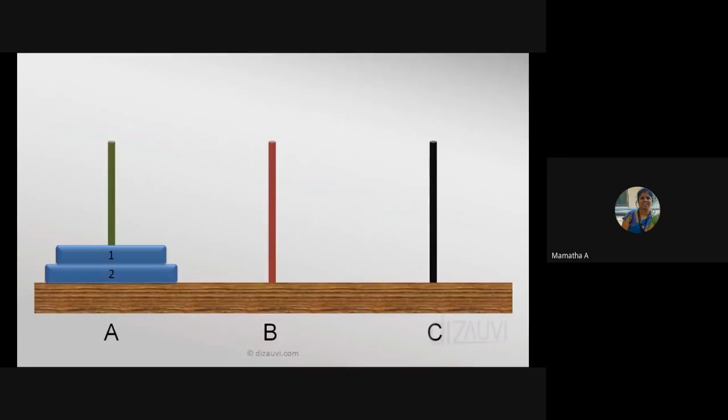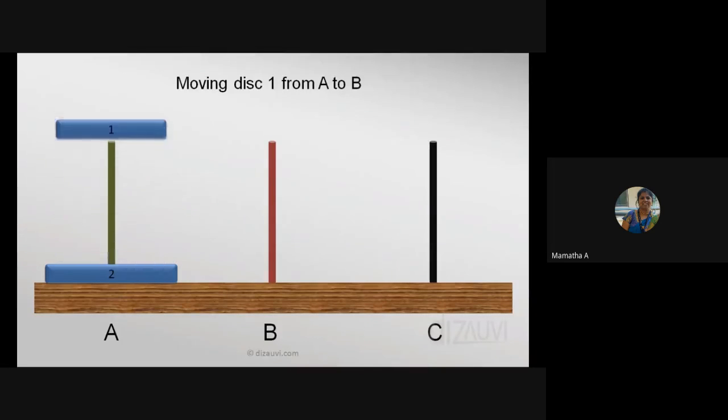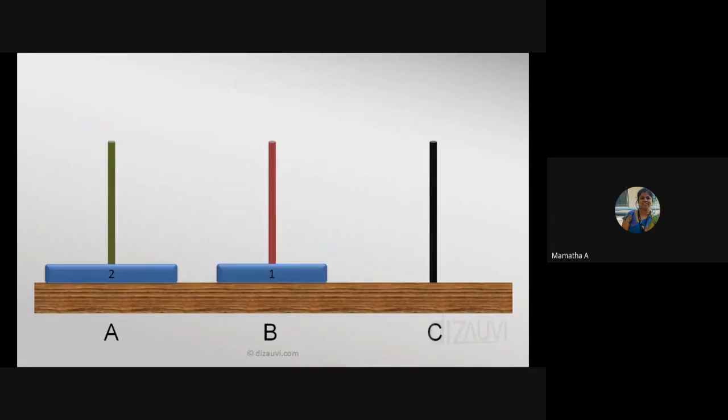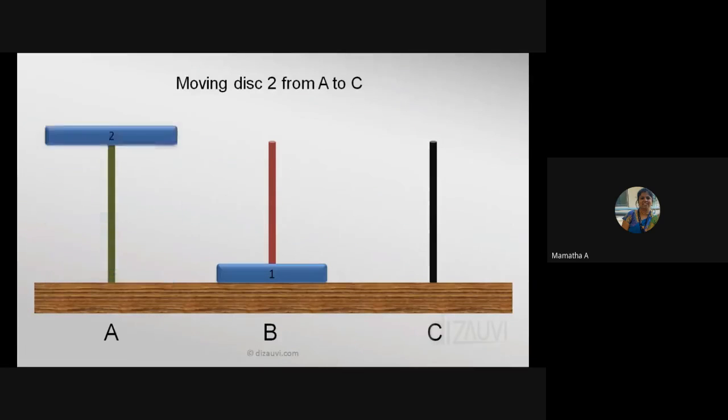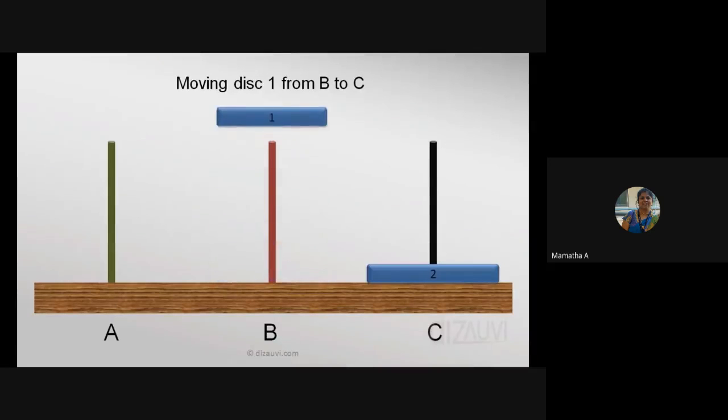And this case of two disks is also quite simple. We first move disk 1 from tower A to B. Then we move disk 2 from tower A to C. And finally move disk 1 from tower B to C. And this was also quite simple and something which everyone can figure out.